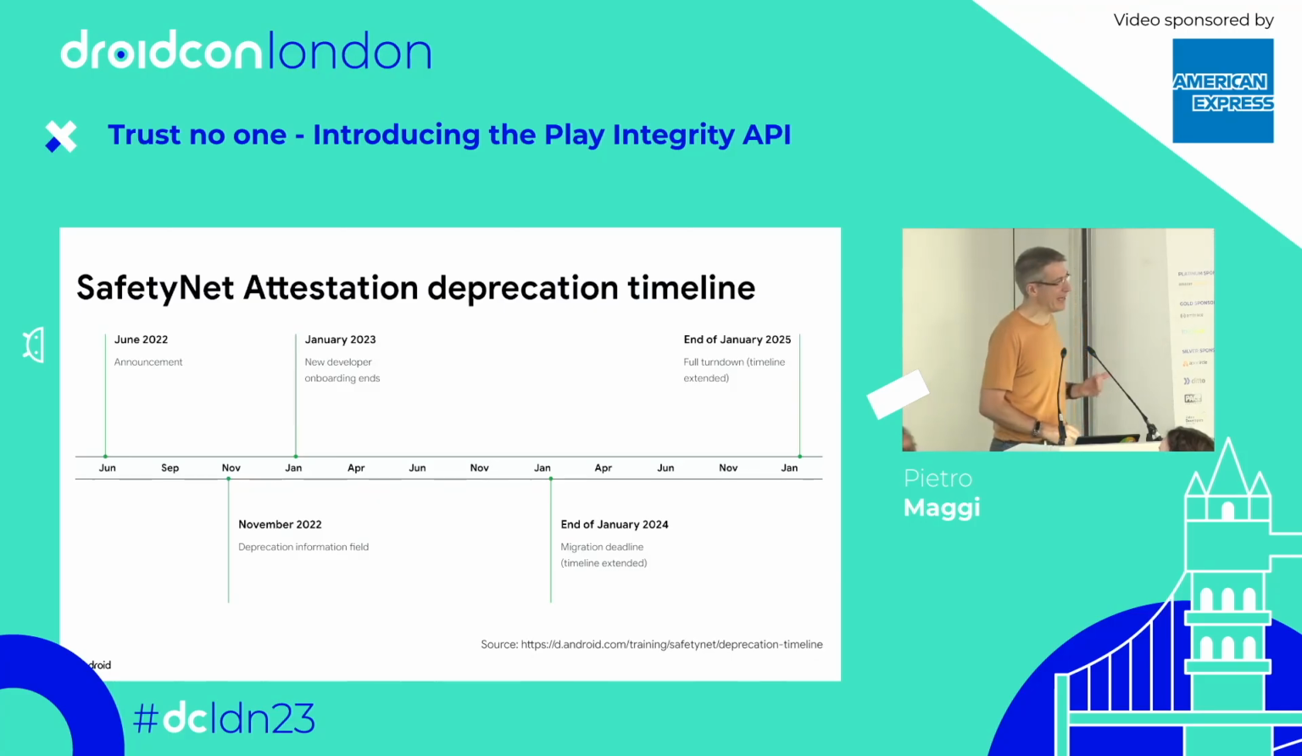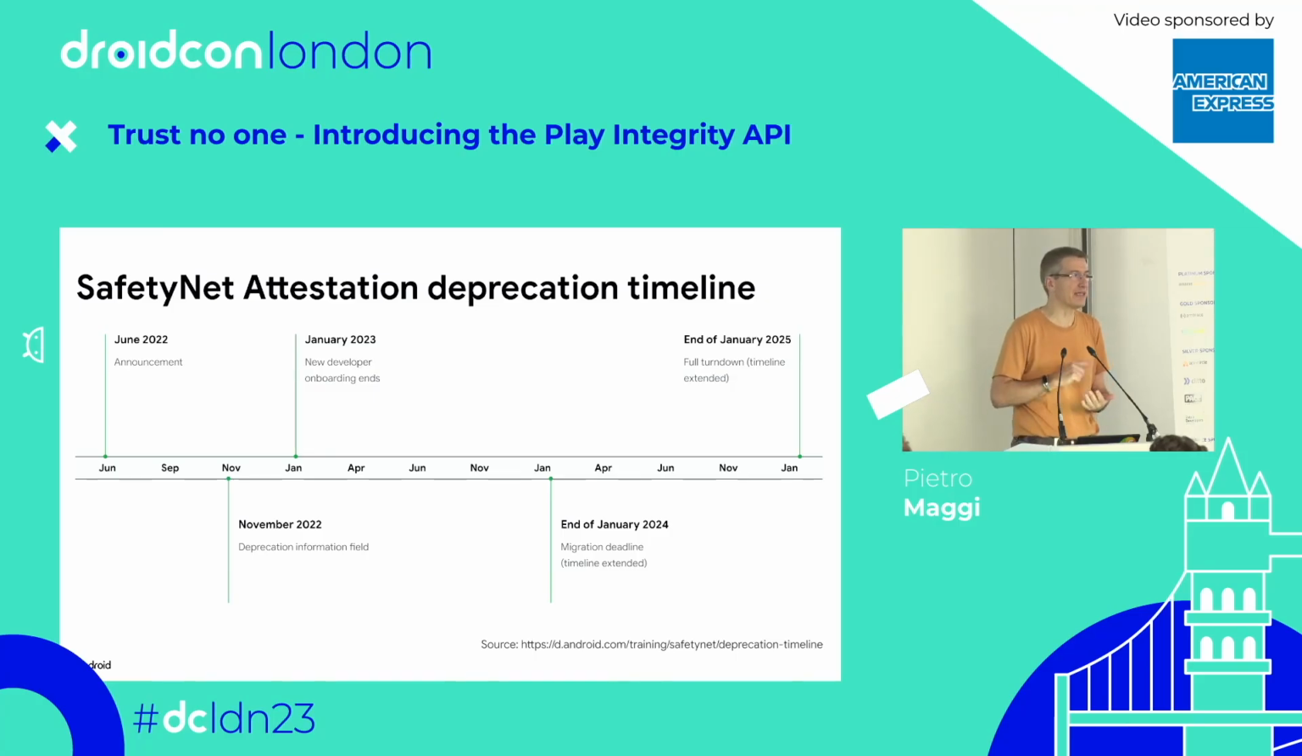This is the timeline for the deprecation. We are trying to give as much time as possible. We announced the deprecation last year in June, and starting from this year we are not accepting new developers on the safety net attestation API. The important date was June 2023, has been postponed to January 2024, which is the time that you need to migrate to the Play Integrity API.